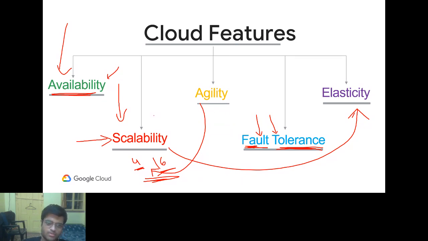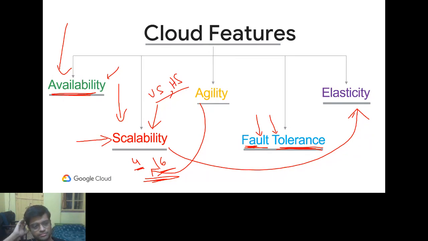With this, there are two types of scalability, that is vertical scaling and horizontal scaling. Vertical scaling means that I am literally increasing the configuration of a system, and horizontal scaling means I am increasing the number of machines with the same configuration. Okay, any confusions in this?